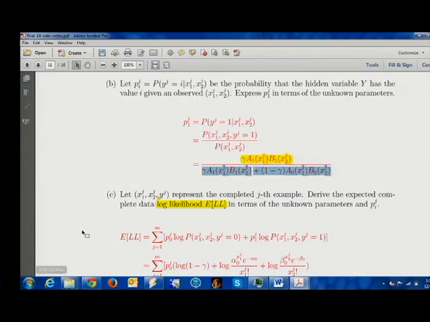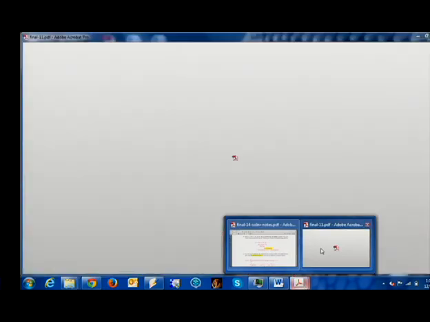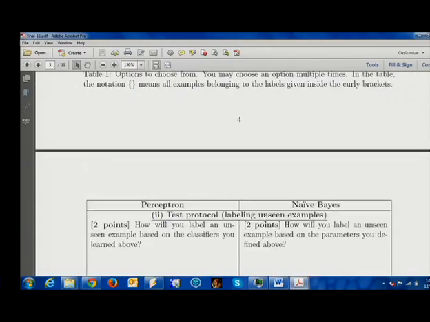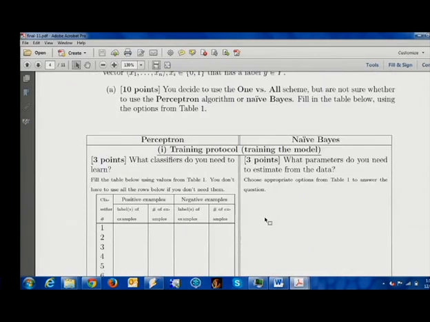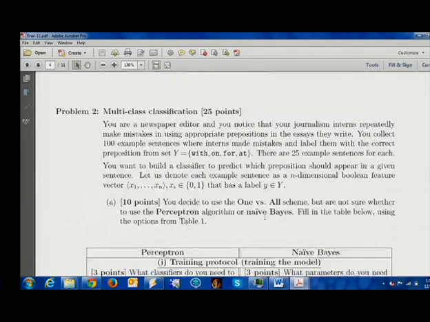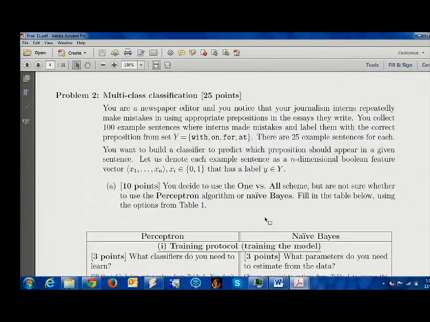Okay, the next thing I wanted to do is to look at a multi-class classification problem. So this is from an exam in 2011. So here's the problem.